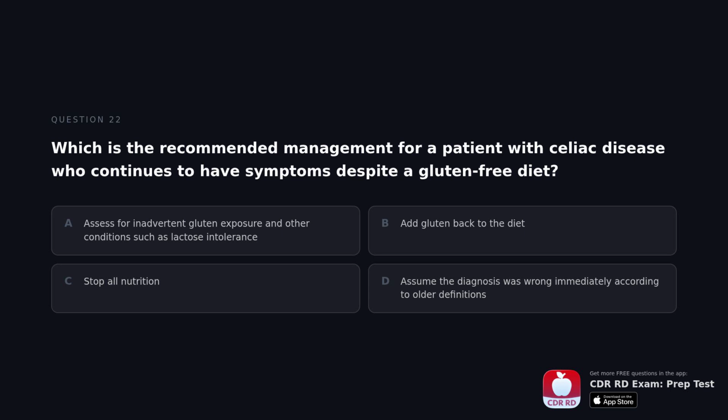Which is the recommended management for a patient with celiac disease who continues to have symptoms despite a gluten-free diet? A. Assess for inadvertent gluten exposure and other conditions, such as lactose intolerance. B. Add gluten back to the diet. C. Stop all nutrition. D. Assume the diagnosis was wrong immediately according to older definitions.